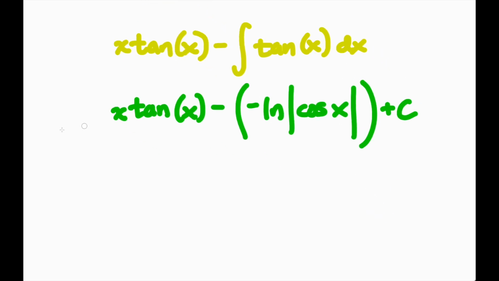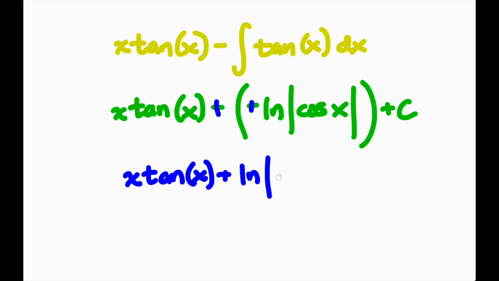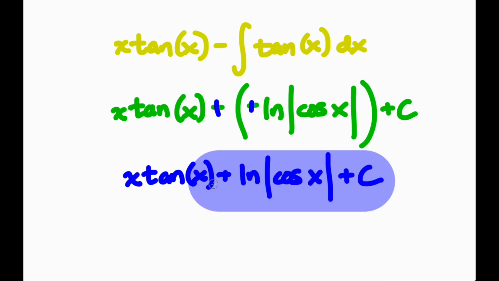Obviously, we want to simplify this. The minus minus can be simplified to a positive right here. So overall, you can write the answer as x tan x plus ln of the absolute value of cosine of x plus c. And that's the final answer for this problem.